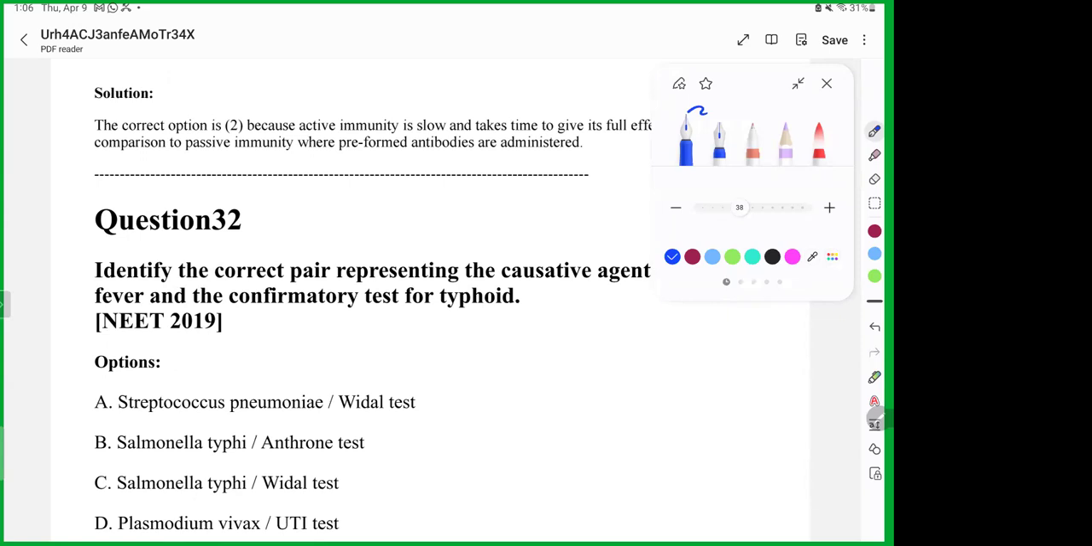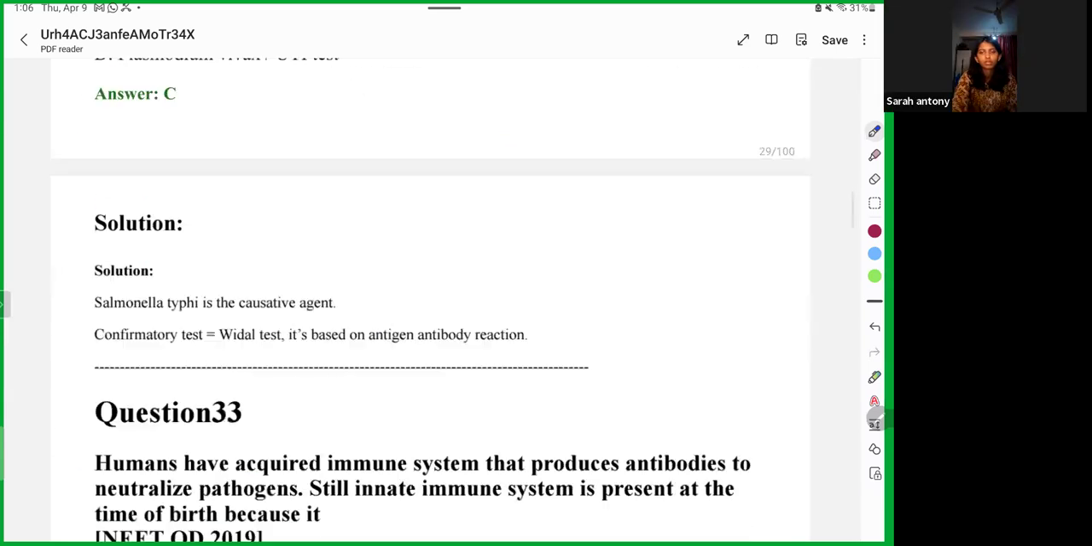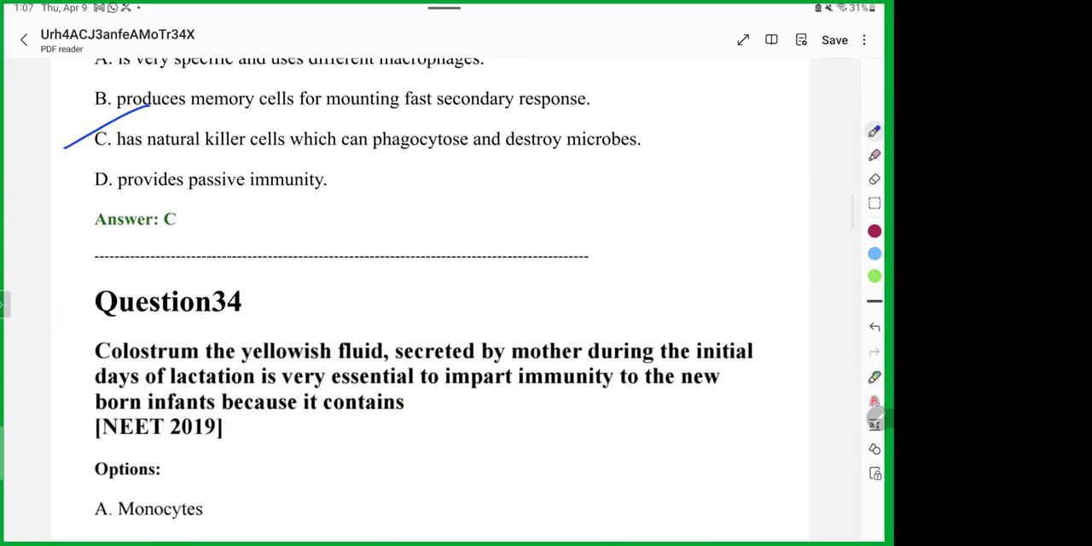We will do around 50 questions. Correct pair of positive agent of fever and typhoid: Widal test, Salmonella, typhoid. Option C. Next, after Nirjala, Manan. Human acquired immune response produces antibodies that neutralize the pathogen. Still, innate is present at birth. C. Natural killer cells can phagocytose and destroy this.